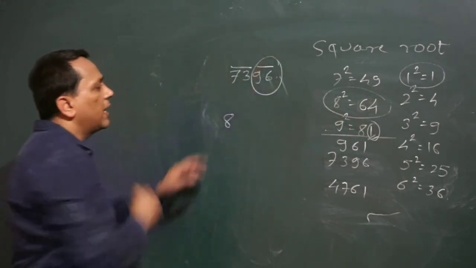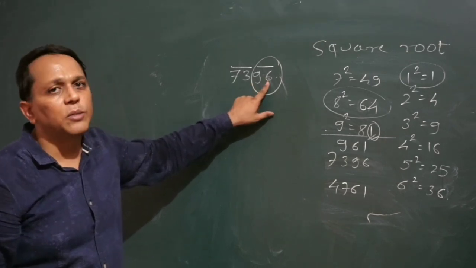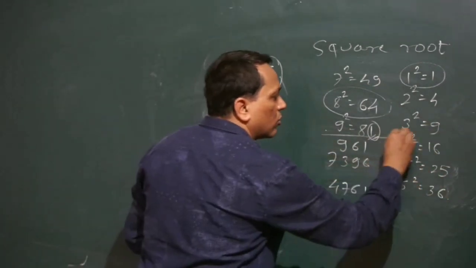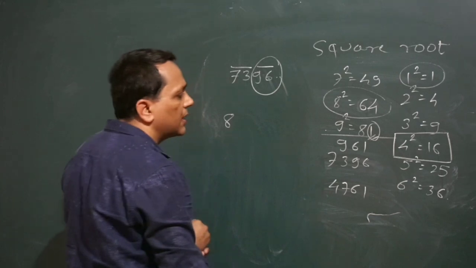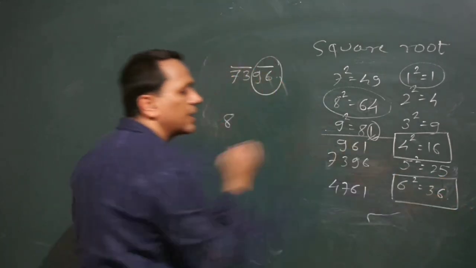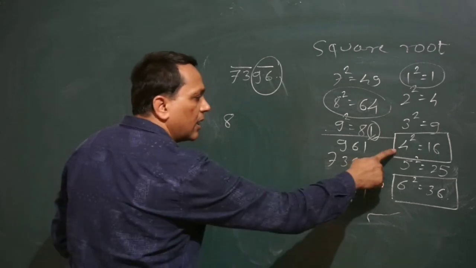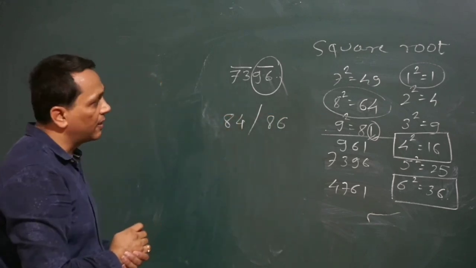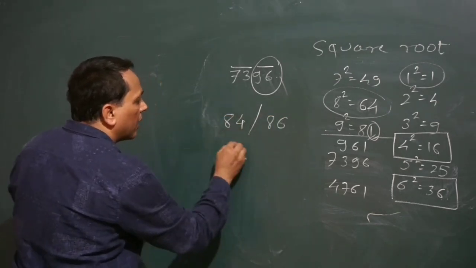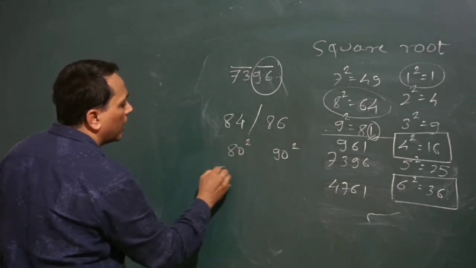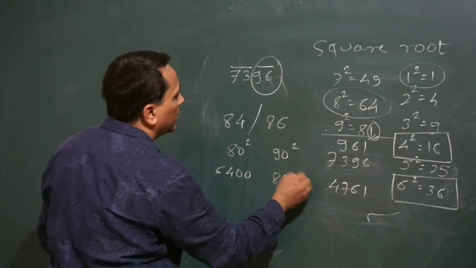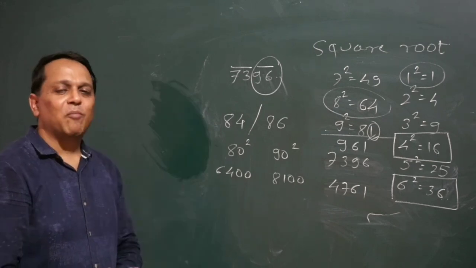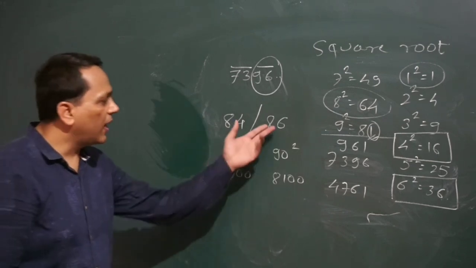Now the second group is 96, we have 6 in the units place. So in which square do we get 6 in the units place? In 4 square, 16, we have 6 in the units place. And 6 square, 36, we have 6 in the units place. So either the answer is 4 or 6 for the unit digit. Therefore 84 or 86. These two numbers are between 80 and 90. So 80 square and 90 square are 6400 and 8100. I think this number is closer to 8100 than 6400. But if there is any confusion, we can find the square, 86 square.